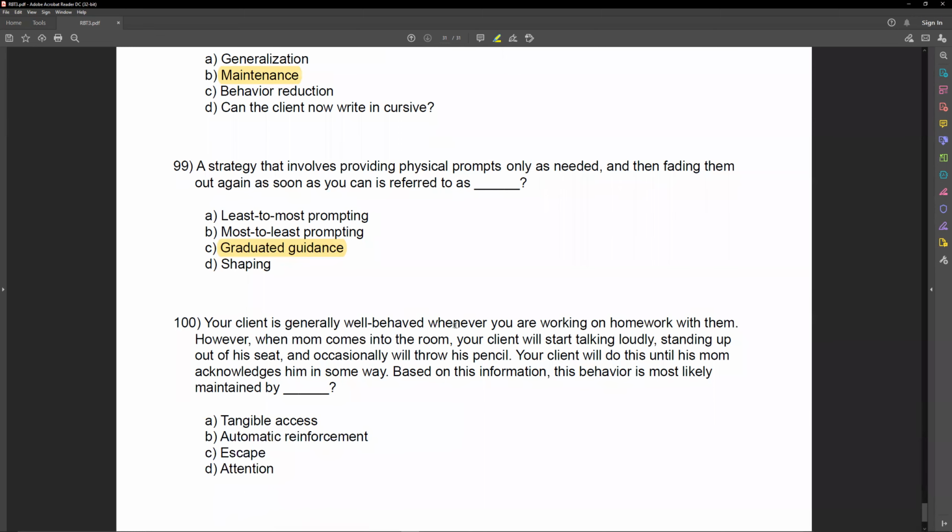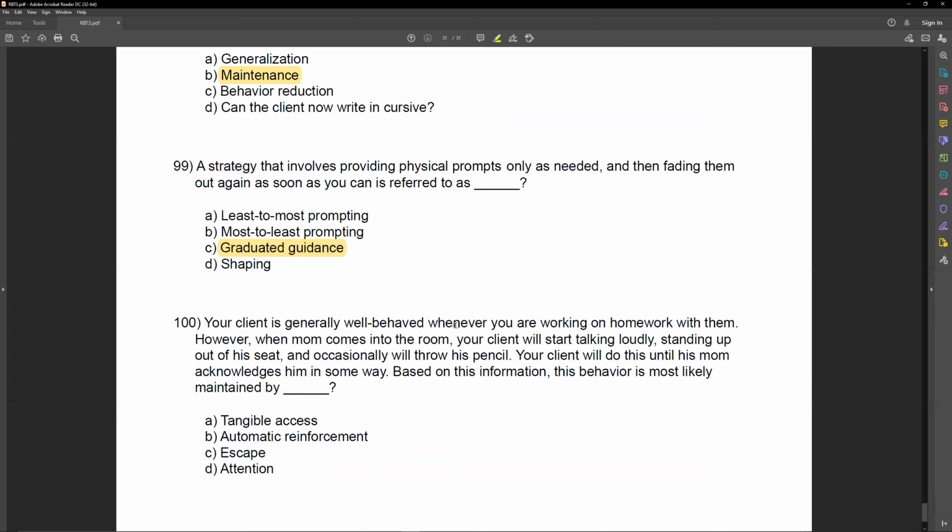And then 100, your client is generally well behaved whenever you're working on homework with them. However, when mom comes into the room, your client will start talking loudly, standing up out of his seat, and occasionally will throw his pencil. Your client will do this until his mom acknowledges him in some way. Based on this information, this behavior is most likely maintained by what?